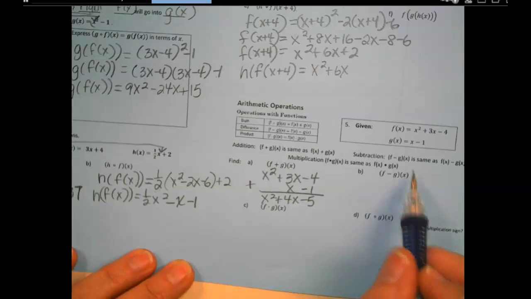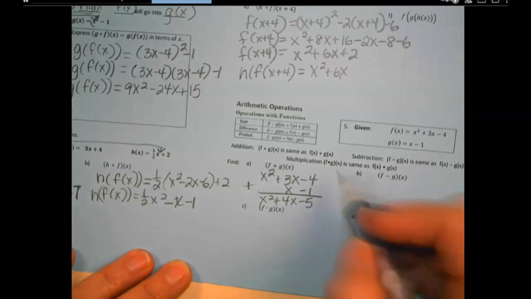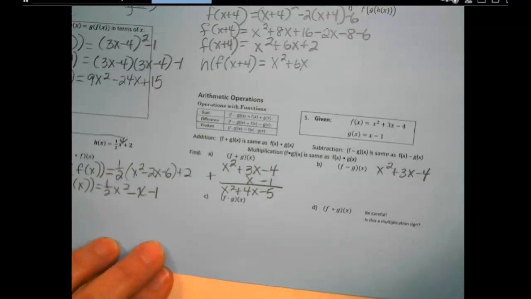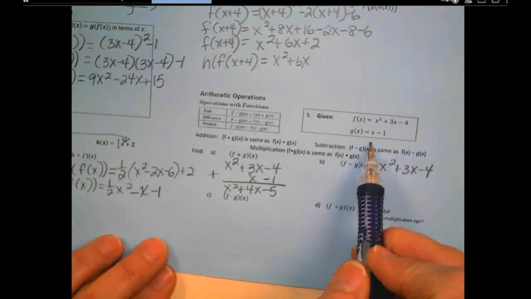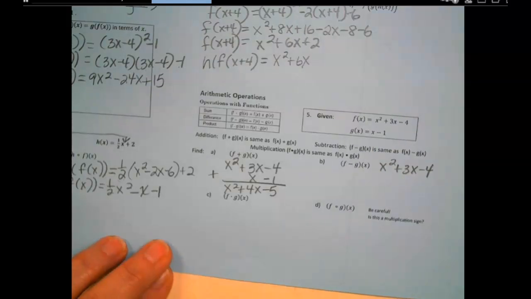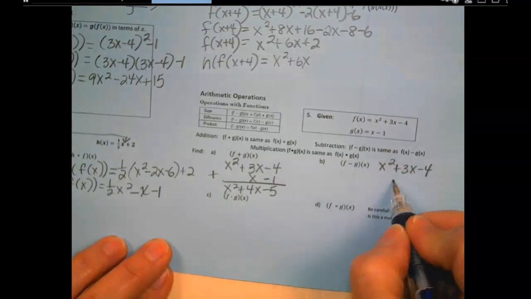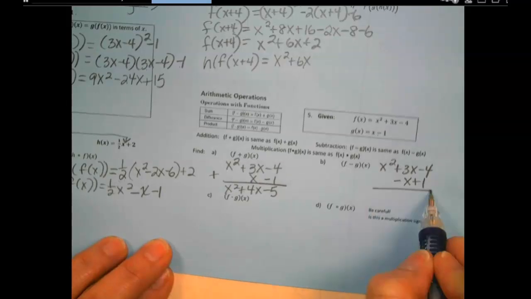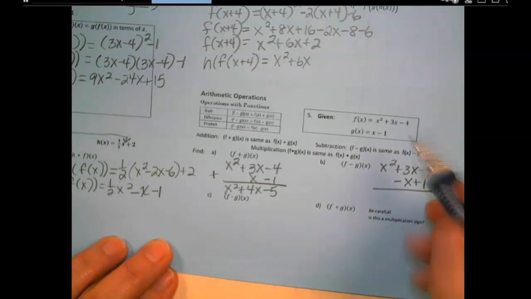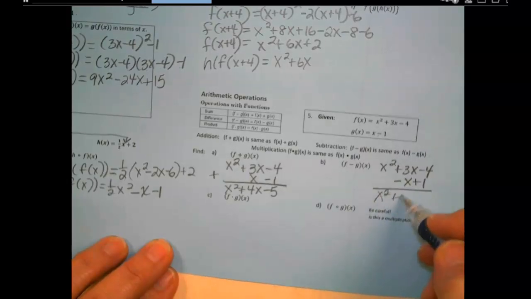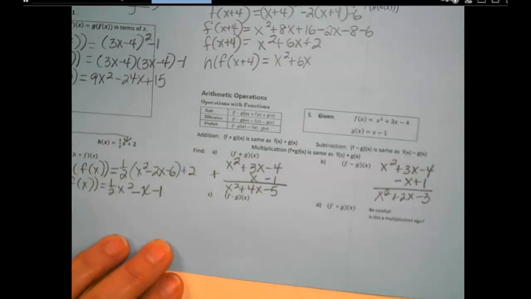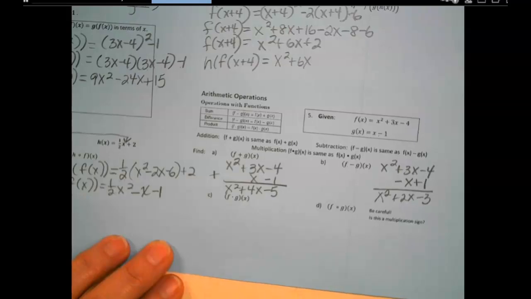Now the next one, we said we're subtracting. So when I subtract, f comes first. So I have x squared plus 3x minus 4. And now I'm going to subtract my g of x, correct? So when I subtract, what has to happen to the signs? They flip. So instead of a positive x, I'm going to have a minus x. Instead of a negative 1, I'm going to have positive 1. And then we can go ahead and add. So I'm going to get x squared plus 2x minus 3. So that's the add and the subtract. Is that okay?